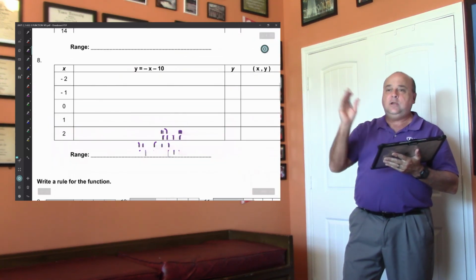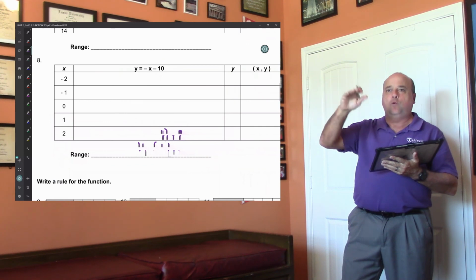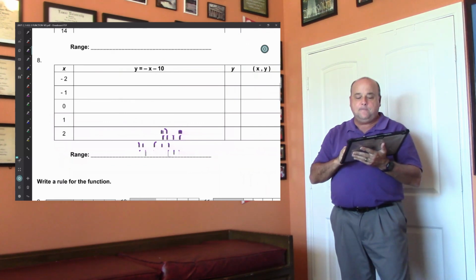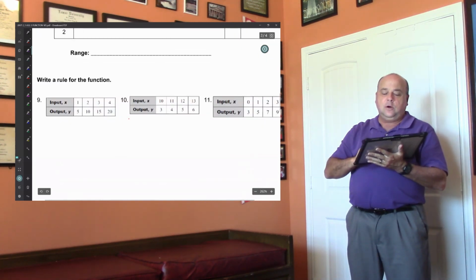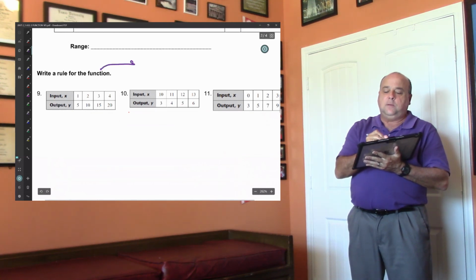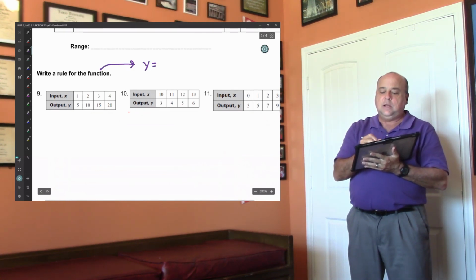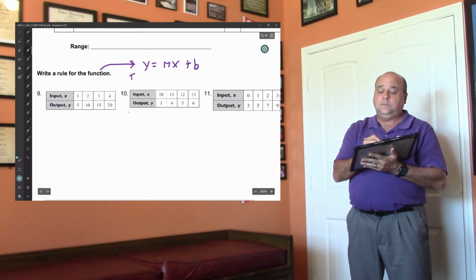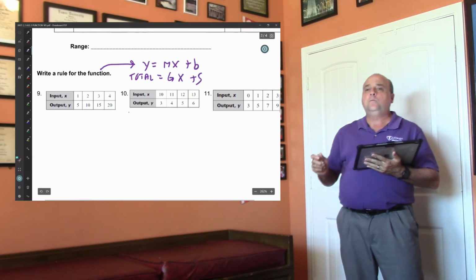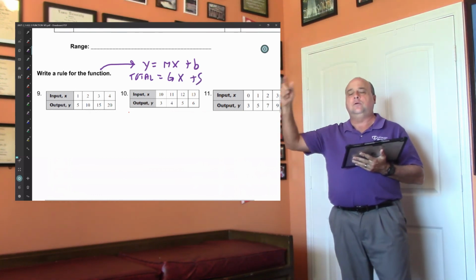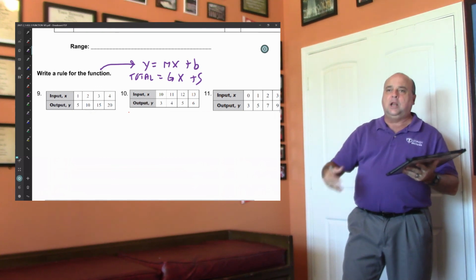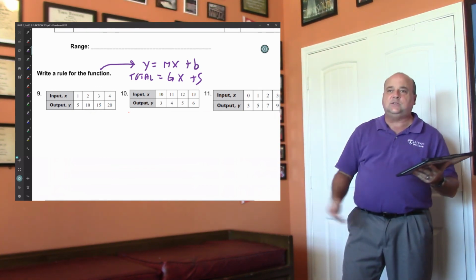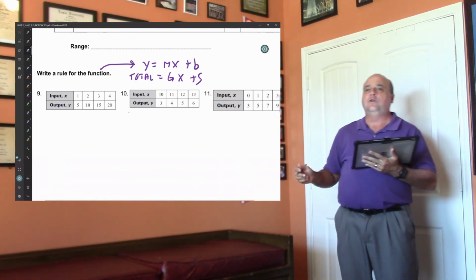Same thing for number 8. You can do it either way, with the graph or with plugging it in by hand. And now let's go down to here. Your function rule is going to be y equals mx plus b, or actually in word problems it's total equals gx plus s. Okay, these are the same thing, okay? When you have a word problem, you usually have total equals gx plus s. That sets up a linear function.